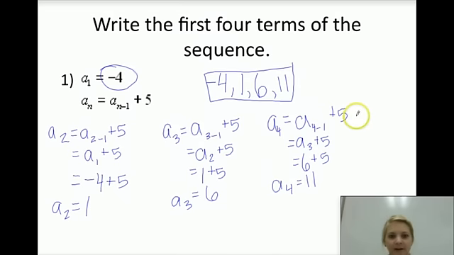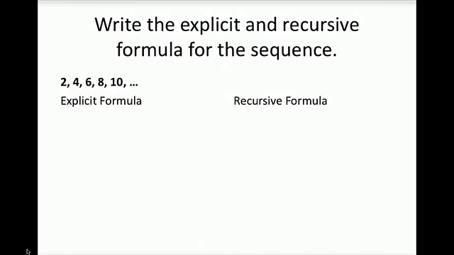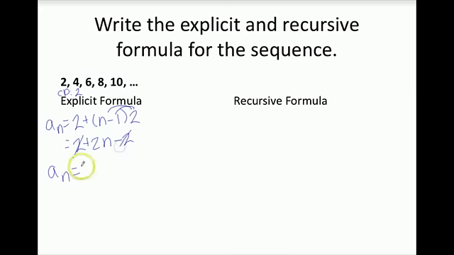All right. In our next example, we are looking at writing the explicit and recursive formula for the sequence. So we're given the sequence 2, 4, 6, 8, 10. The explicit formula is what we've been looking at before. Here I notice I have a common difference of 2 because it's arithmetic. So I can write this as a sub n equals the first term 2 plus n minus 1 times 2, which equals 2 plus 2n minus 2, and I distribute out that 2. So my explicit formula, those cancel out, is 2n.